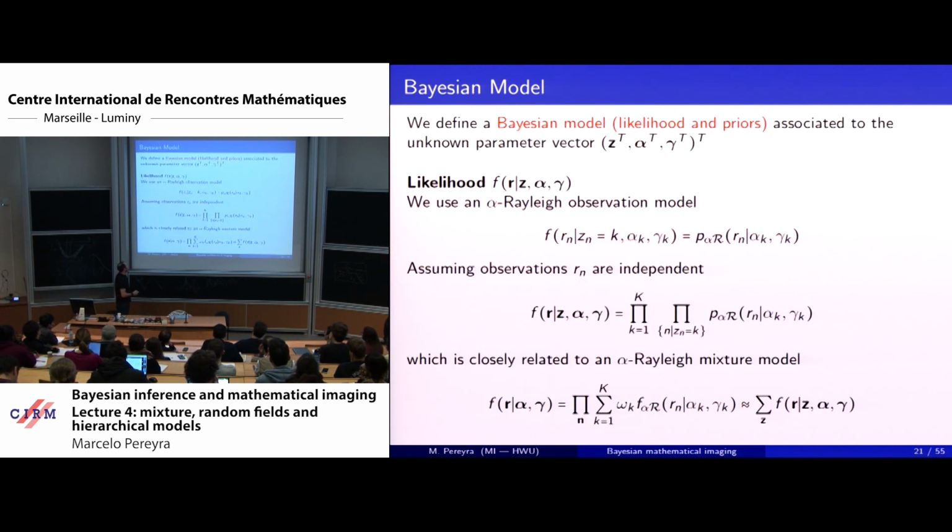Okay, so the data fidelity term, as I said, is the alpha-Rayleigh model. I want to write it down for the whole image, so I need to write down a product of many of these alpha-Rayleigh models, one per pixel. And that gives you the whole likelihood for the whole image. And this is if you know the labels.